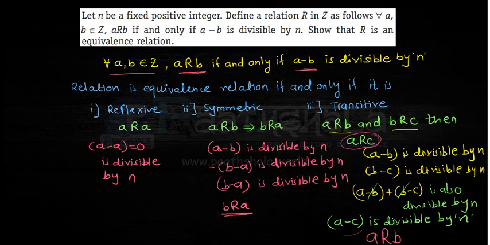So we have shown the given relation is reflexive, it is symmetric, and it is transitive as well. Hence the given relation is an equivalence relation.